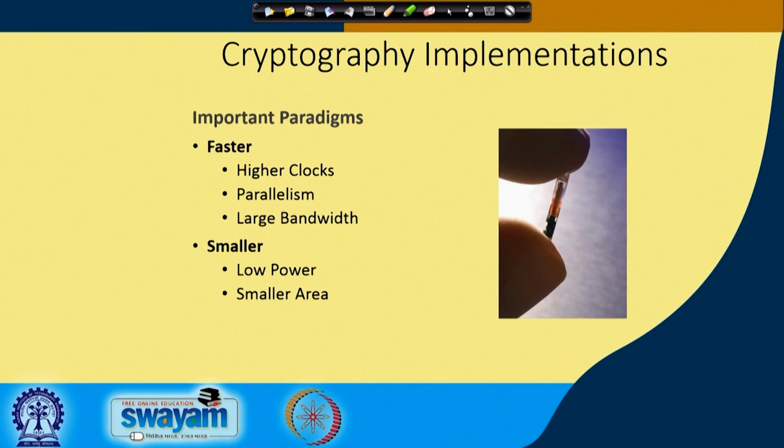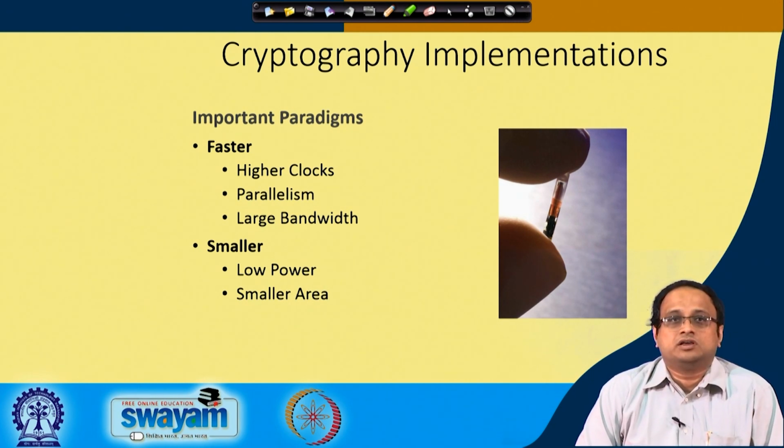To start with, we all know that cryptographic implementations are important, and we have different paradigms for implementation. For example, we need fast designs, in the sense we need our designs to operate at higher clocks. We want to extract parallelism. That is one of the main reasons why we are looking into hardware design, and we also want our design to support larger bandwidth.